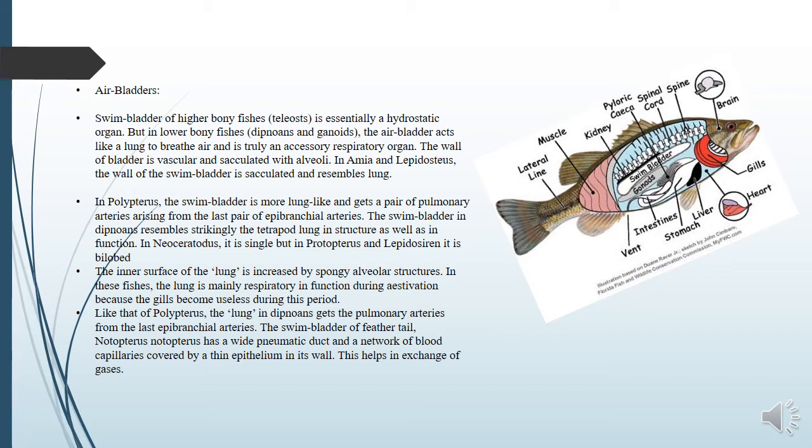The swim bladder of the featherback Notopterus has a wide pneumatic duct and a network of blood capillaries covered by a thin epithelium in its wall. This helps in exchange of gases.